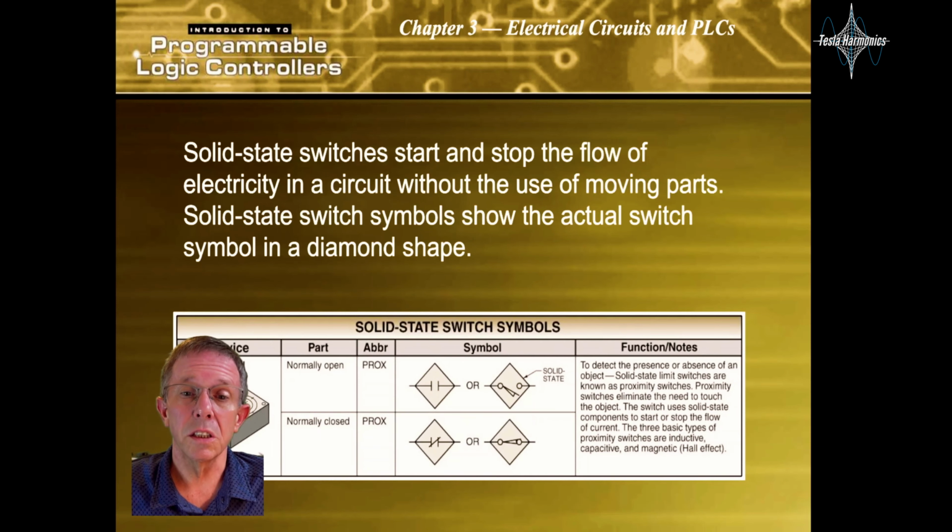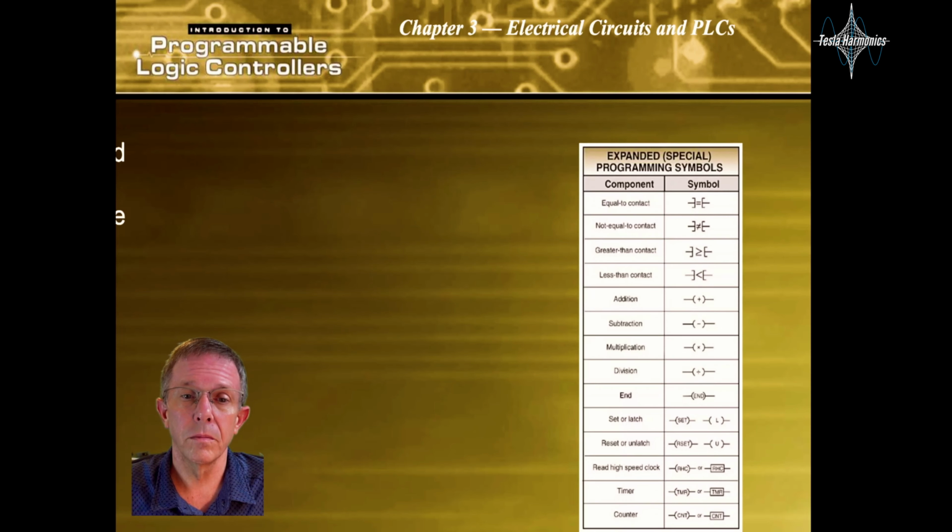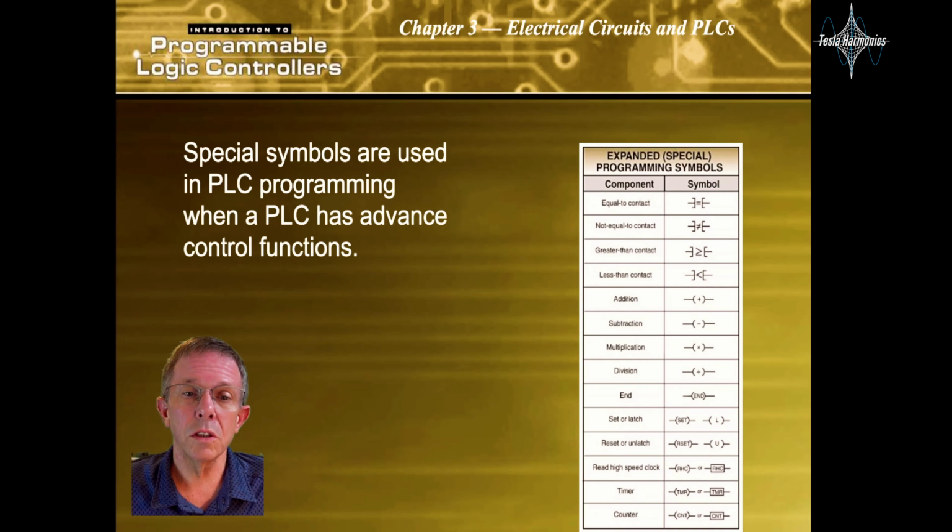Solid state switches start and stop the flow of electricity in a circuit without the use of moving parts. Solid state switch symbols show the actual switch symbol in a diamond shape. Programming symbols for the input devices are drawn as generically normally open or normally closed contacts, and all output components are drawn as parentheses. Special symbols are used in PLC programming when a PLC has advanced control functions.